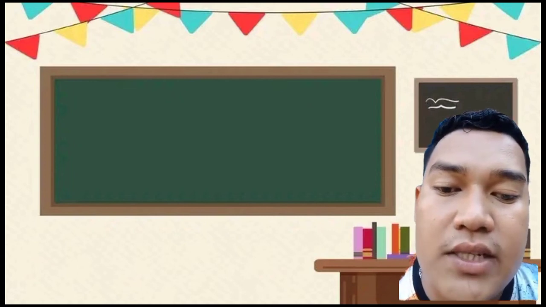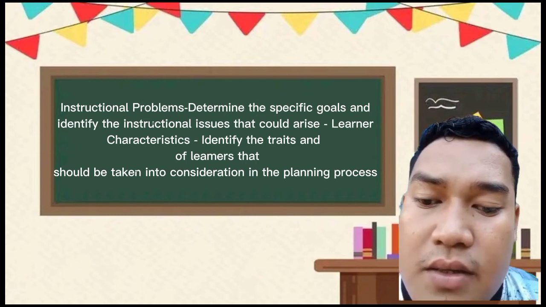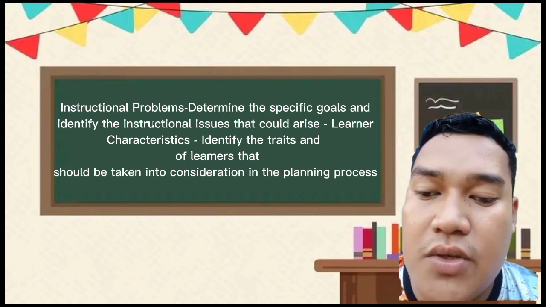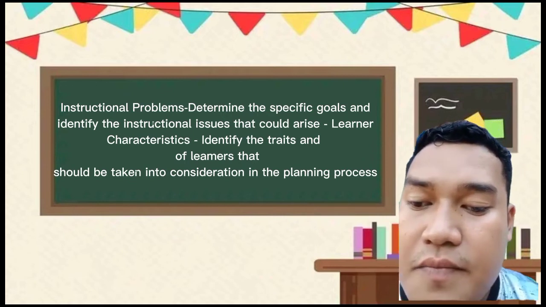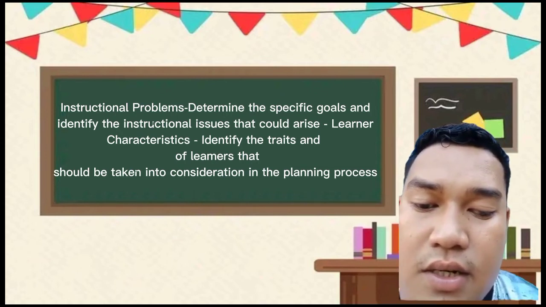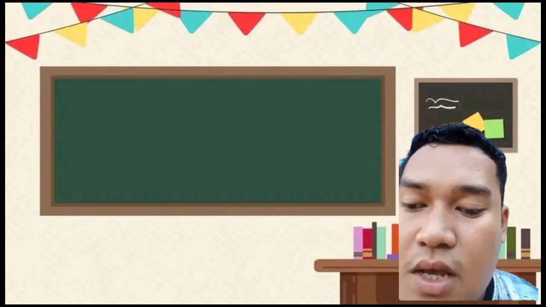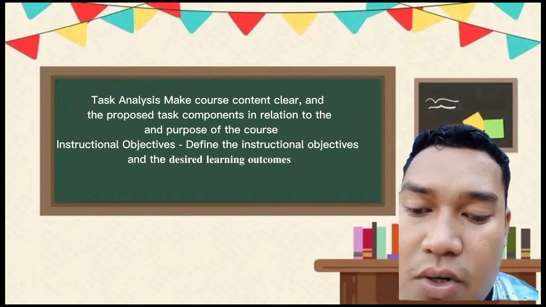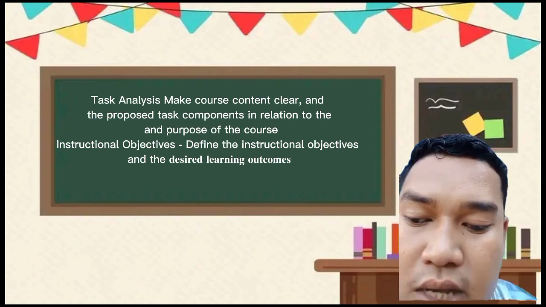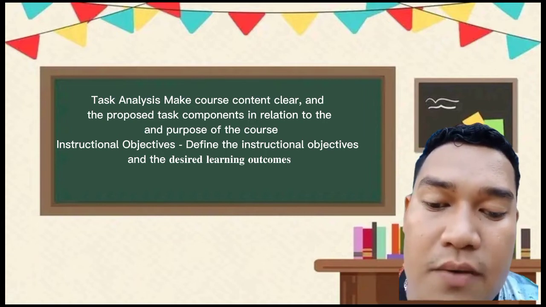The model has 9 elements. Instructional problems: determine a specific goal and identify the instructional issues that could arise. Learning characteristics: identify the traits and characteristics of learners that should be taken into consideration in the planning process. Task analysis: make course content clear and analyze the proposed task components in relation to the goals and purpose of the course.